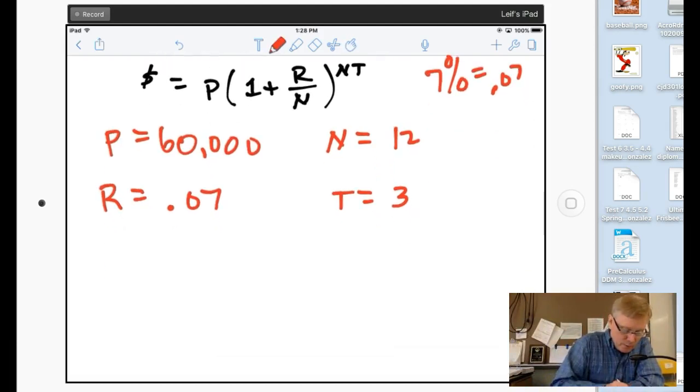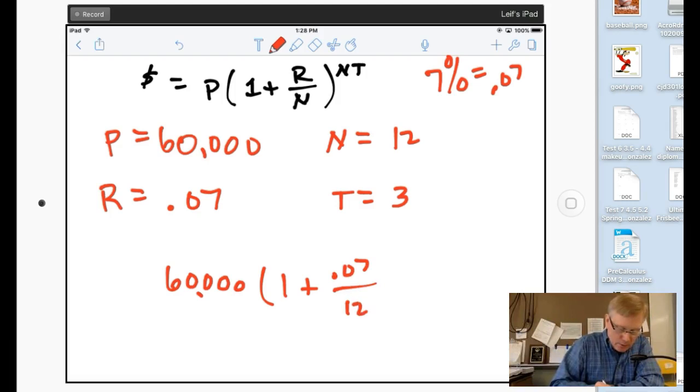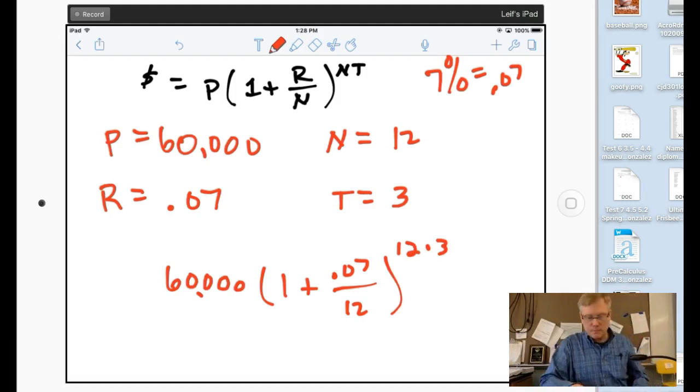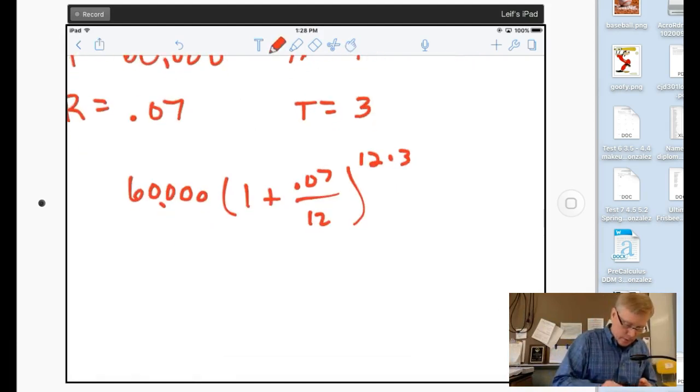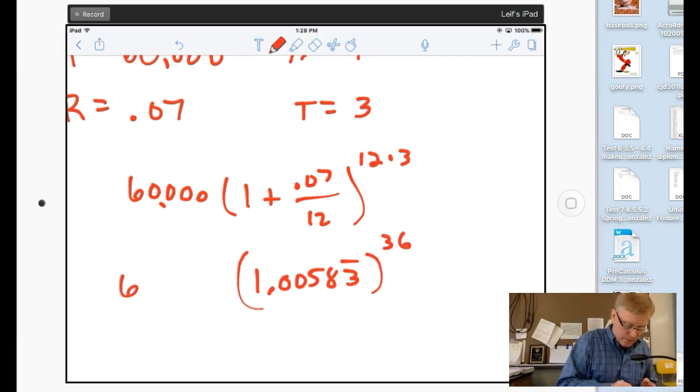So now if I take those numbers and I plug them in, I get 60,000 times 1 plus R, which is 0.07, over N, which is 12, to the 12 times 3. All right, now it's calculator time. I start with the 0.07 divided by 12, then add the 1, and then you get 1.00583 repeating. 12 times 3 is 36. Remember to do the exponent first.